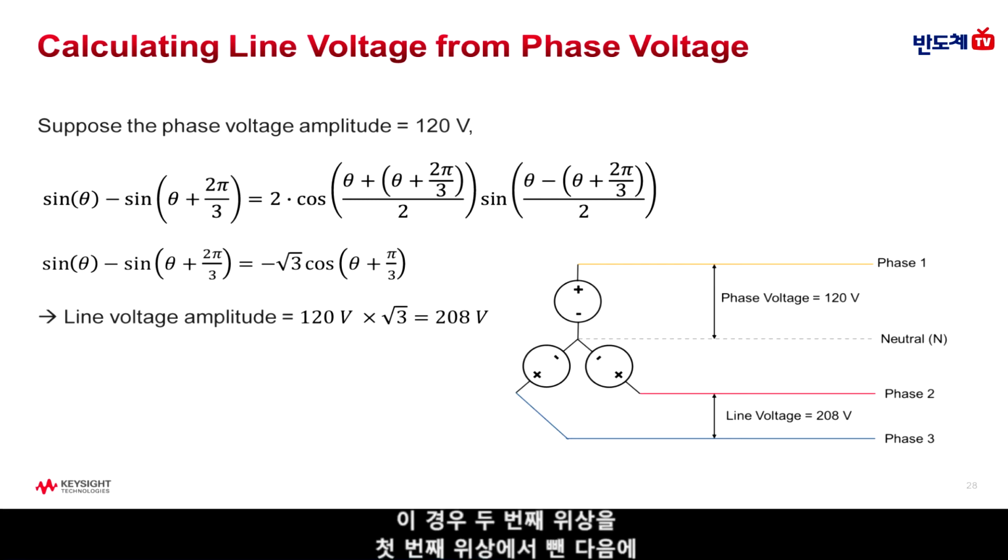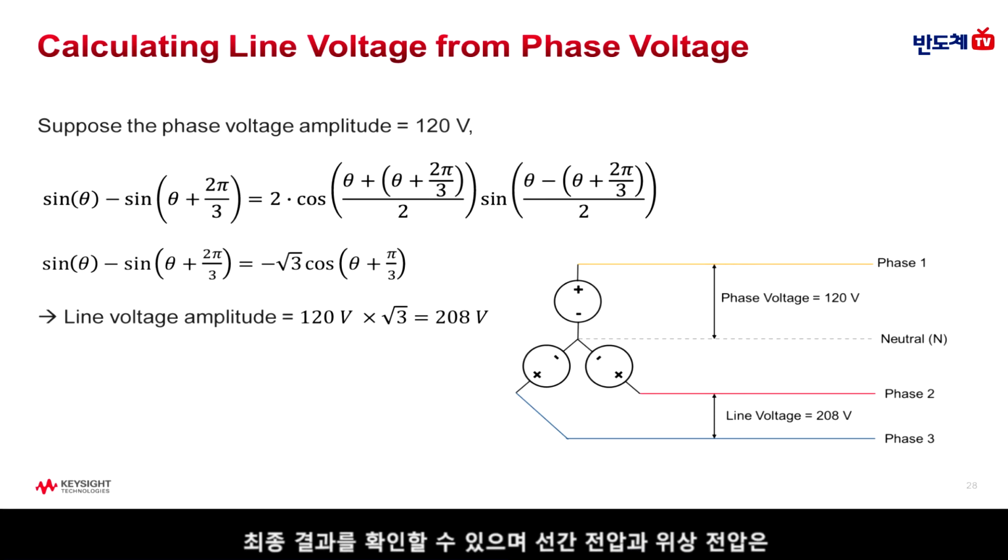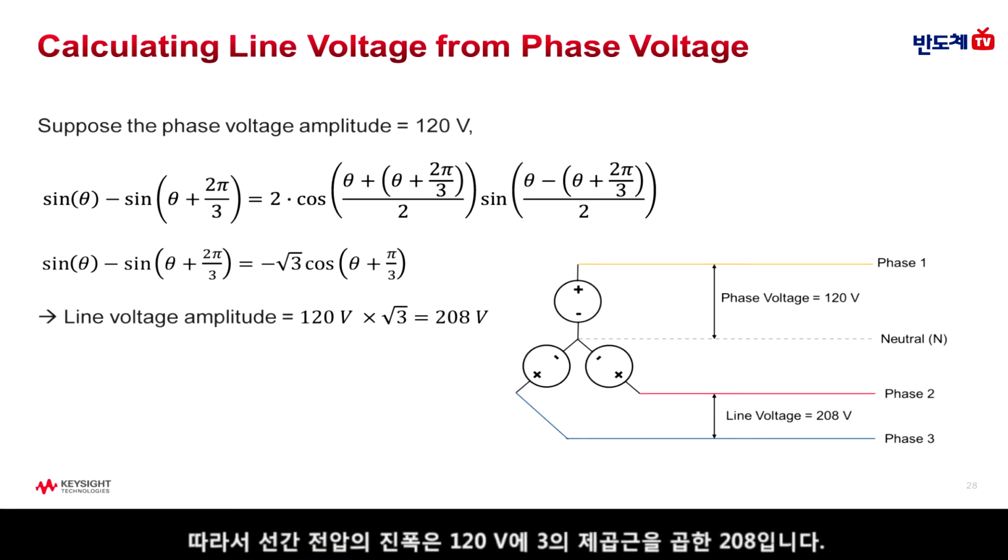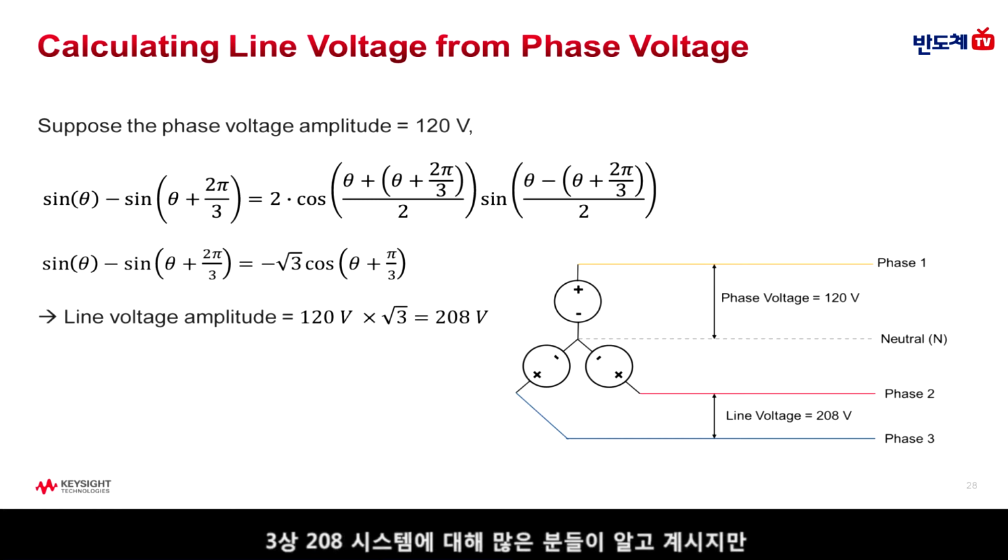In this case, I've subtracted the second phase from the first phase, and again, using some trigonometric identities and solving for this, you can see that in the end result, there's a factor of the square root of 3 difference in the line voltage and phase voltage. So that means that the line voltage amplitude is given by 120 volts times the square root of 3, or 208. This is pretty familiar to most people, 3-phase 208 systems, but that really comes about because there's two voltages available.